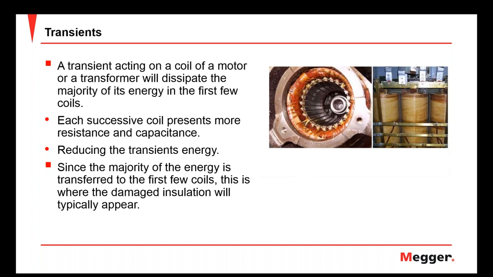Now, when you look at things like motors and transformers that have windings in them, when transients are applied to them, they basically will dissipate their energy over the first few coils in there. Each successive coil presents more resistance and capacitance. So as that transient is applied, its energy will dissipate in the first few coils. So typically, unless there's damage somewhere already existing in the insulation, the majority of the energy you'll see when you have transients causing damage will be on the first few coils within the motor or the transformer.